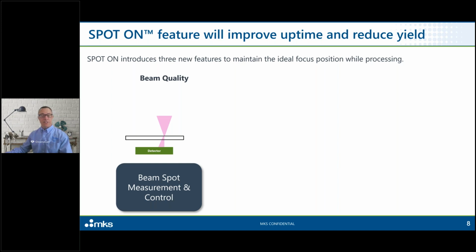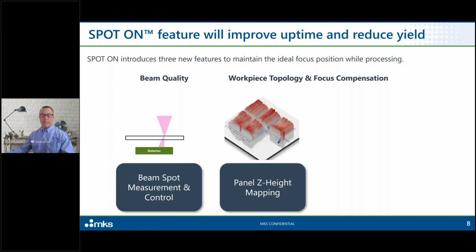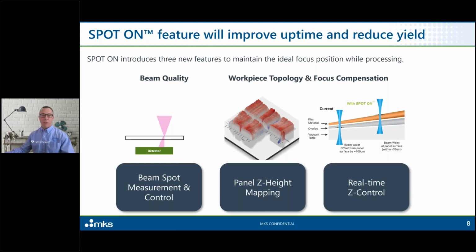The other subsystem that I mentioned is the topology and focus compensation. So topology is that panel Z-height mapping, the ability to identify where those high or low spots are on the panel. And then the second area is, once you have the panel height, being able to dynamically adjust during processing with real-time Z control. So let's go into a little bit more detail on each of these three areas.